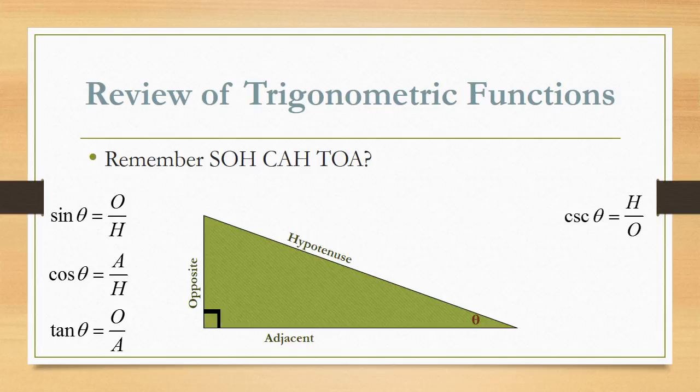Now we also have reciprocal functions of these. You may not have had these in geometry, although we did talk about them in Algebra 2. We have the cosecant of theta, which is the reciprocal of sine. It is the hypotenuse over the opposite. The secant of theta, which is the reciprocal of cosine, is the hypotenuse over the adjacent. And the cotangent of theta is the reciprocal of tangent and is adjacent over opposite.